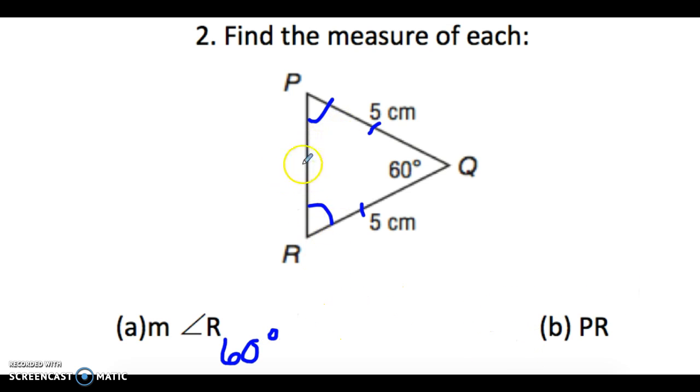What is the measure of side PR? This segment here. Well, since both of these angles are 60 degrees and this angle is 60 degrees, then we can use the equilateral triangle theorem, right? And we know that side PR has to be what? 5 centimeters. Good job.